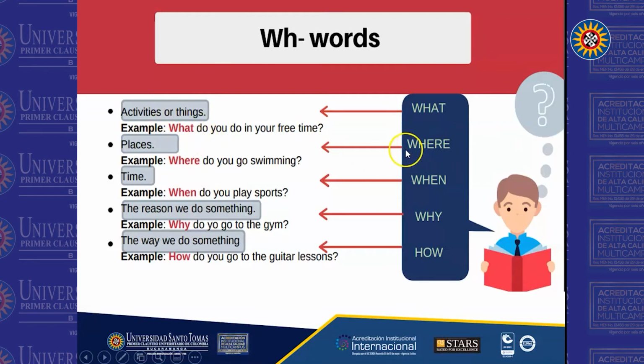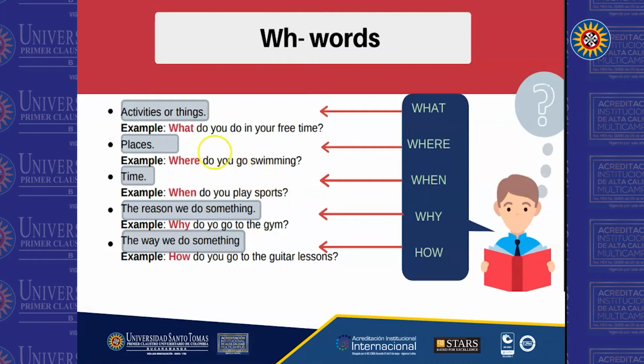Where? We use where to ask about places. Where do you go swimming? I go swimming near my neighborhood. That's a place, okay? When? We use when we want to ask about time. When do you play sports? I play sports early in the morning or at night.